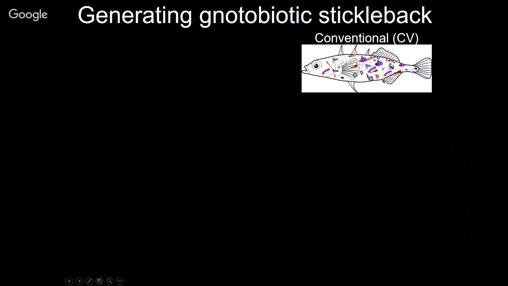So here we have our conventional stickleback. It has lots of microbes. And for those of you non-microbiologists, these microbes are not drawn to scale, I promise. But I'm just showing a diverse community of microbes that are associated with this particular stickleback.